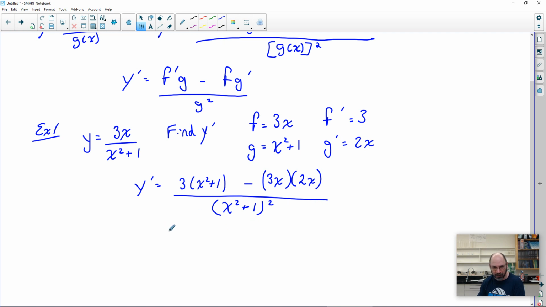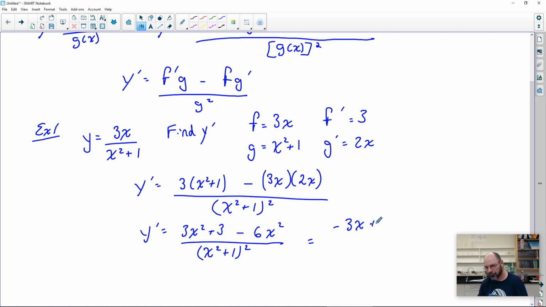So if we simplify the top now, we get 3x squared plus 3 minus 6x squared all over x squared plus 1 all squared. So if we combine the 3x squared and the negative 6x squared together, we get negative 3x squared plus 3 all over x squared plus 1 all squared.